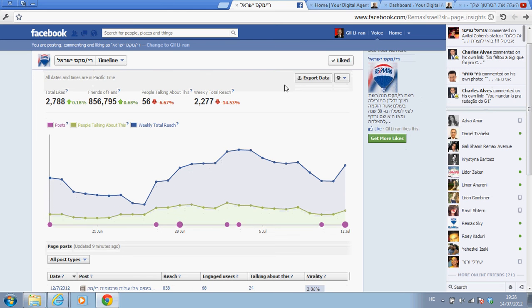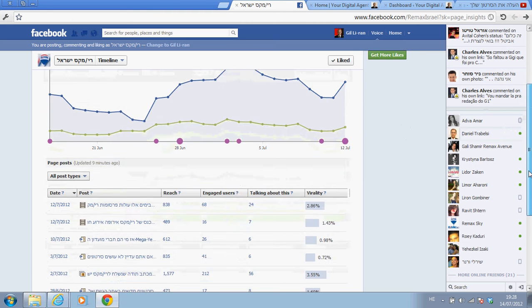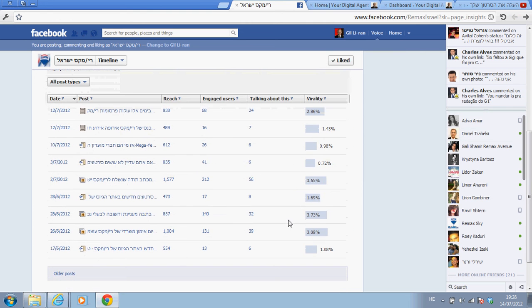But what I want to see, of course, is a lot of green arrows, and I want to see the number of total likes increase. And I'm going to explain to you a little bit what it means talking about this. So let's go down here. Ignore the names. The names are in Hebrew. These are the names of the posts that have been uploaded recently. You can see it's July, June, recent posts.